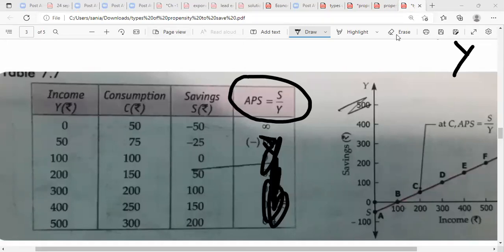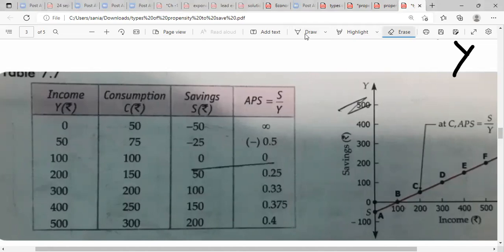Okay, so now I'll just erase it and everyone will tell me the answers. Check your answer. You got the same answer, or is there any variation in your answers? Yes, ma'am, same answers. Okay, good. Now we are going to do the graph.